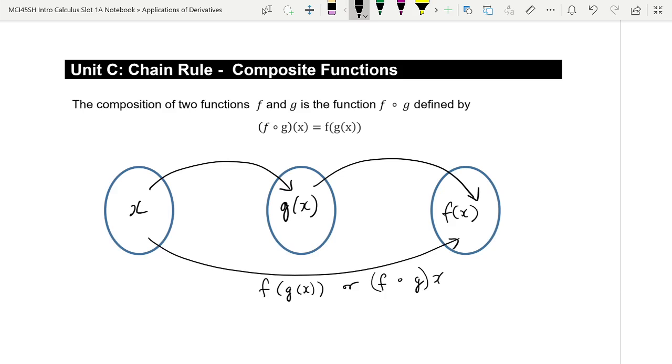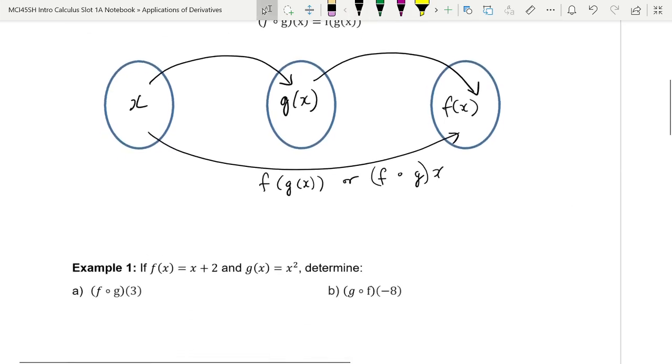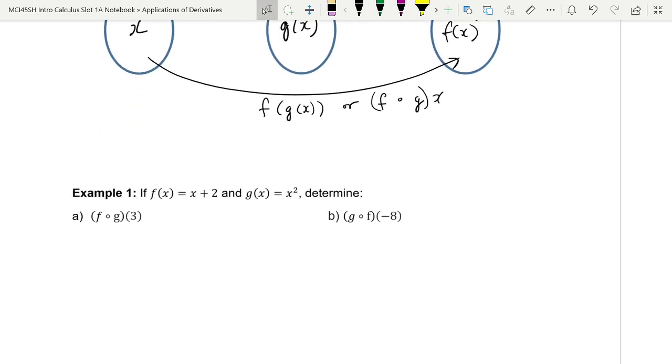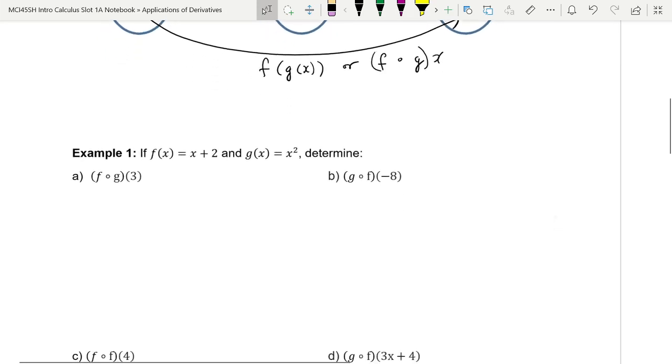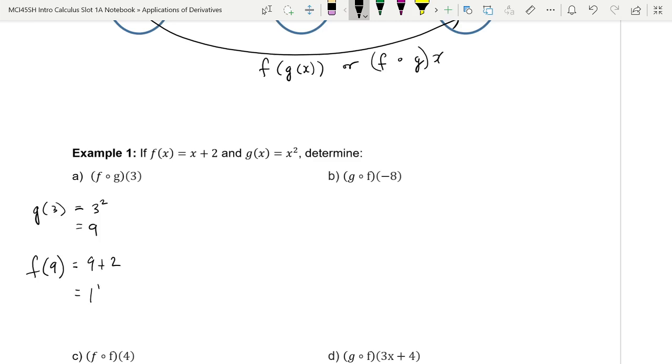So, for example, this is probably easier to show you how to do than it is to explain what I'm doing. If f of x is x plus 2 and g of x is x squared, find f of g of 3. What that means is we'll find g of 3, which is plug 3 into the g function, so that would be 3 squared, which is 9, and then find f of 9. So f of 9 is 9 plus 2, so the answer there is 11.